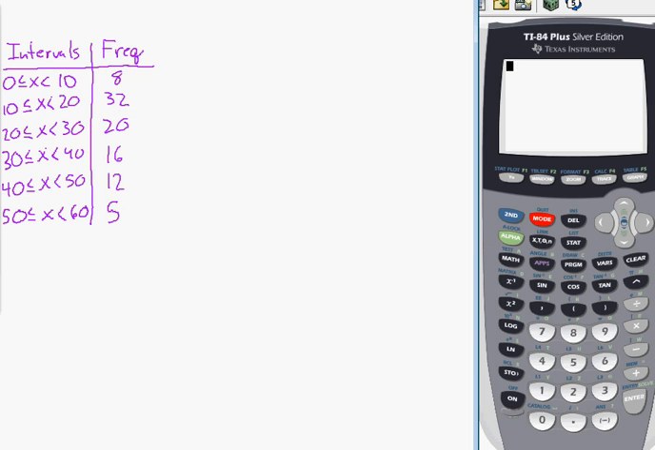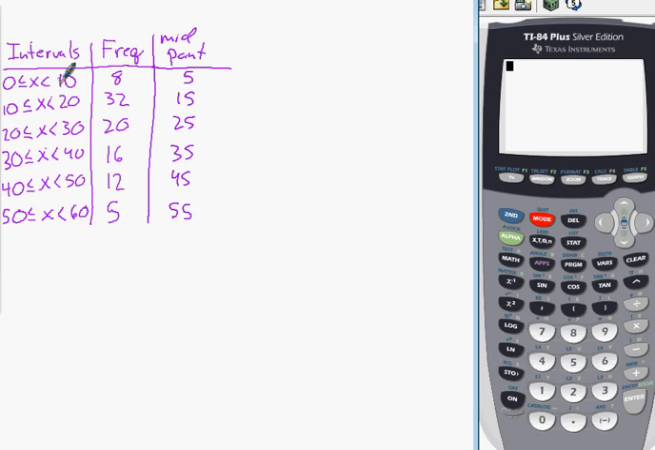So the first step is we need to actually get our midpoint. Now there are 8 numbers that are greater than or equal to 0, less than 10. We actually don't know what those numbers are. So our best guess is simply the midpoint, which in this case is going to be 5. And then the midpoint of the next intervals: 15, 25, 35, 45, and 55.